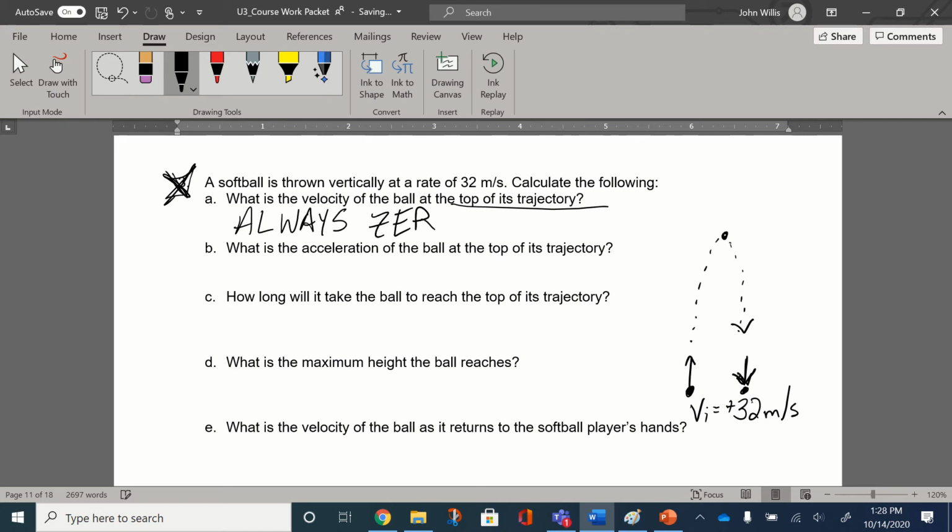Always 0. The velocity at the top is always 0. It is in caps because that is a test question. You're welcome. What is the acceleration of the ball at the top of its trajectory? It is always not 0, -10 meters per second squared.